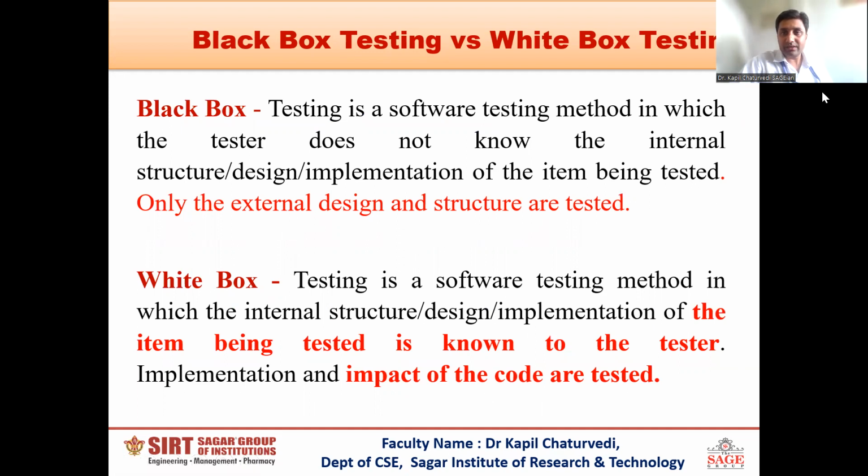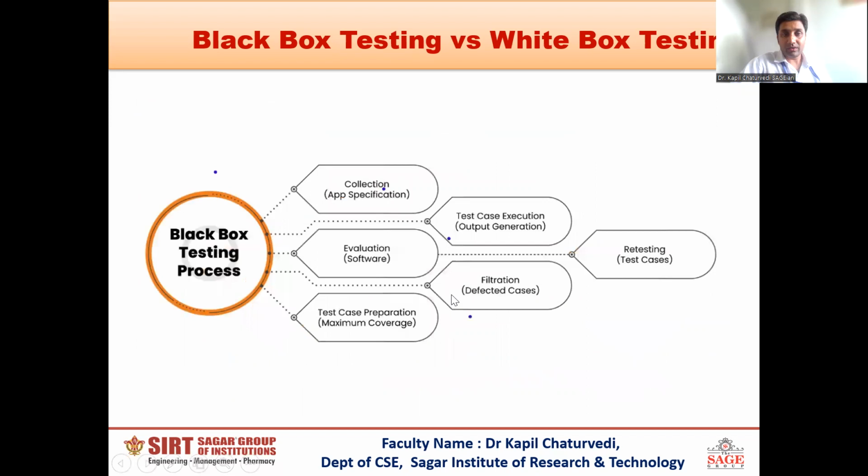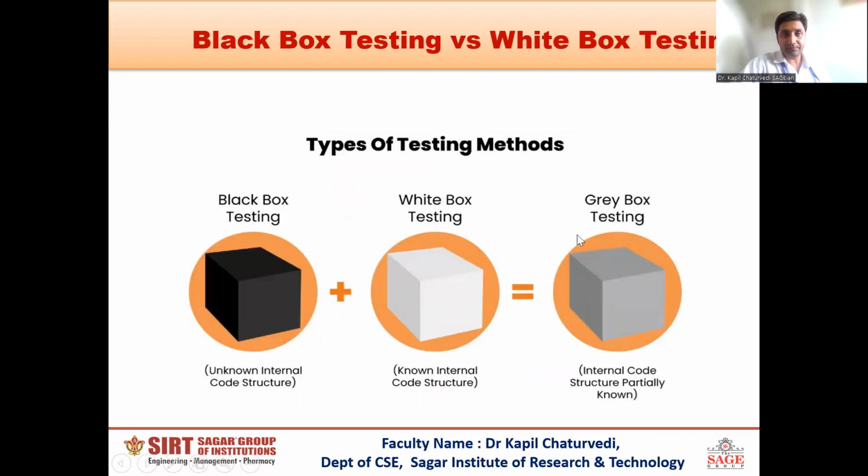No need to be much confused about that. Both of these testings are very important from the real-time scenario as well as the examination point of view. Black box testing: unknown internal code structure. White box testing: known internal code structure. Black box testing is not going into the structure; it is just going to check the logic, and white box testing is going to check the structure. It is necessary to know what the actual flow of the data is, so white box testing will check the flow of the data.